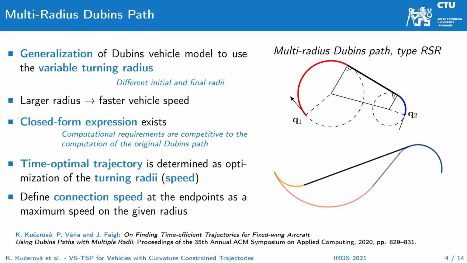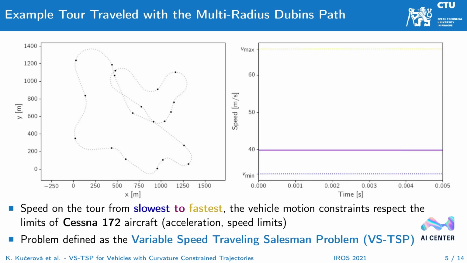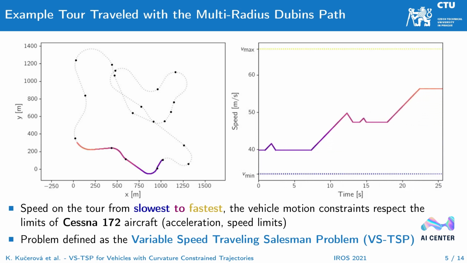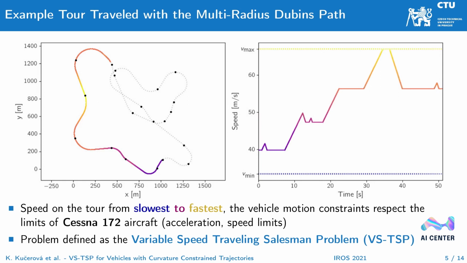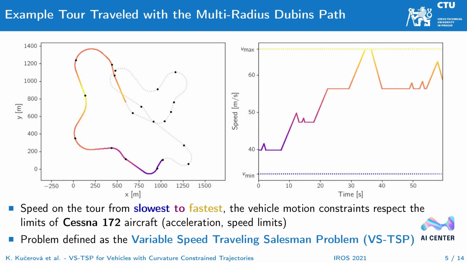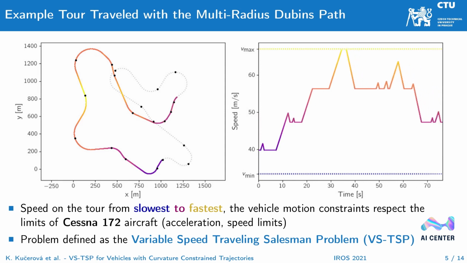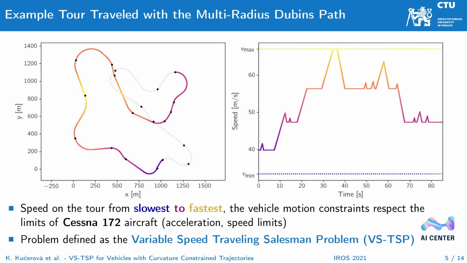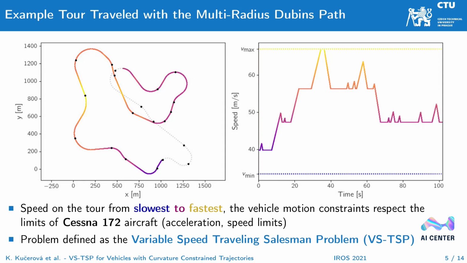Let's see an example of the tour over multiple locations when the multi-radius Dubins path is used. The animation shows an example solution of the tour over multiple locations found by the proposed solver. Different turning radii can be seen in the trajectory. The used vehicle motion constraints are inspired by the Cessna aircraft. The vehicle speed at the tour is encoded with color, where the blue color shows the slowest speed and the yellow color the highest speed. The example shows how the vehicle can situationally change its speed based on the mutual distance between locations.